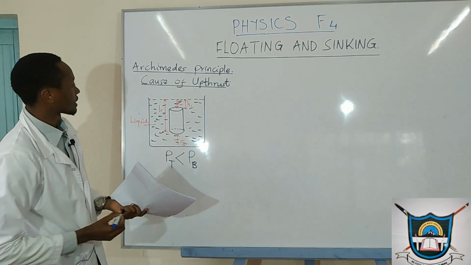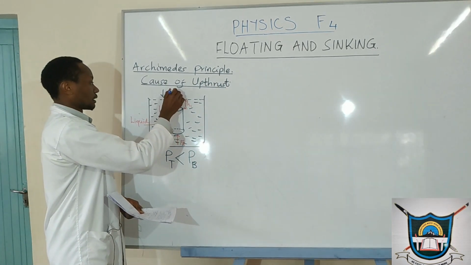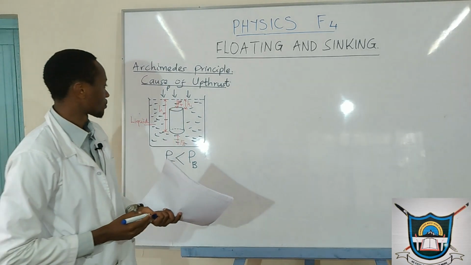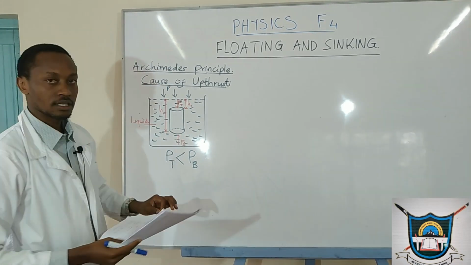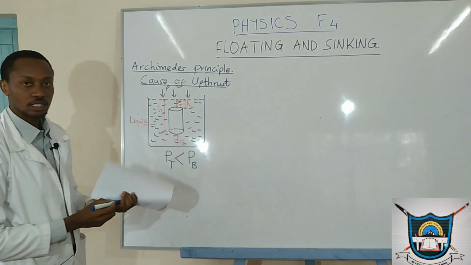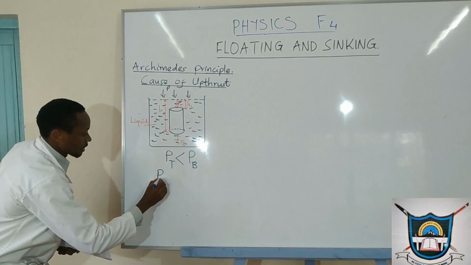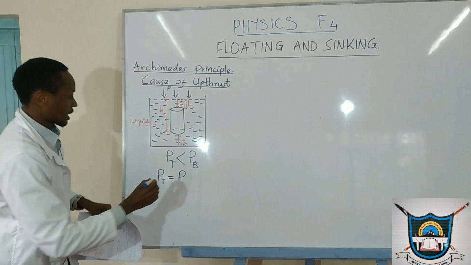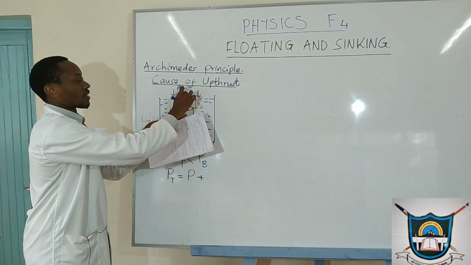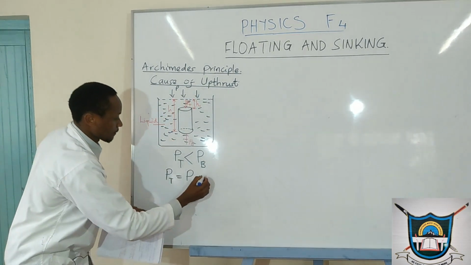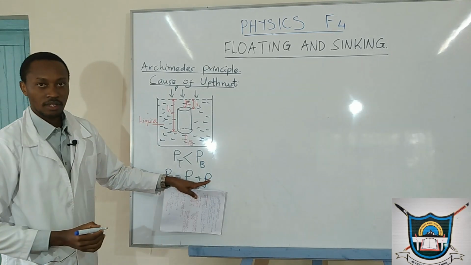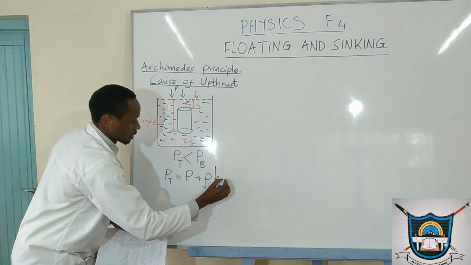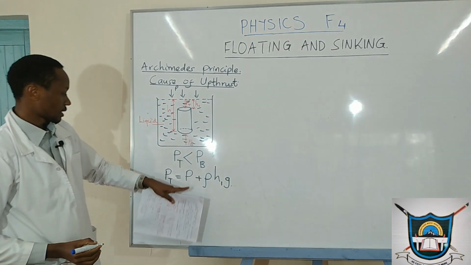We know that on the top of this liquid, we have atmospheric pressure acting at the top of the fluid. So what will be the pressure at the top? The pressure at the top will be given by atmospheric pressure plus the pressure of the liquid above that body, so it is the density of that liquid times the height of the liquid above, h1, times g. So that is the pressure at the top.